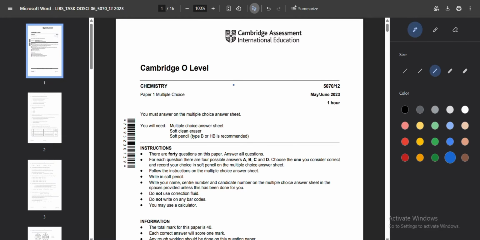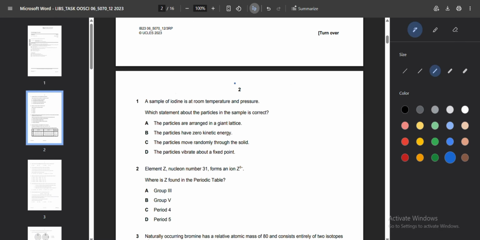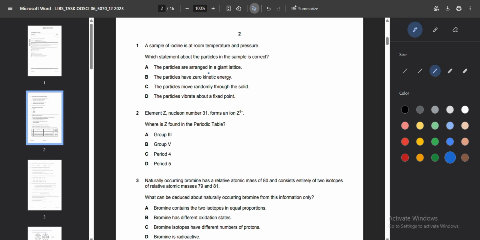So let's get started. Question number 1 is that a sample of iodine is at room temperature and pressure. Which statement about the particles in the sample is correct? A. The particles are arranged in a giant lattice. That's incorrect because iodine is a simple molecular solid made up of small iodine molecules. It does not have a giant lattice structure like diamond or silicon dioxide.